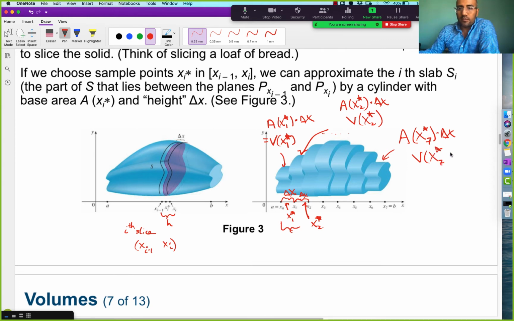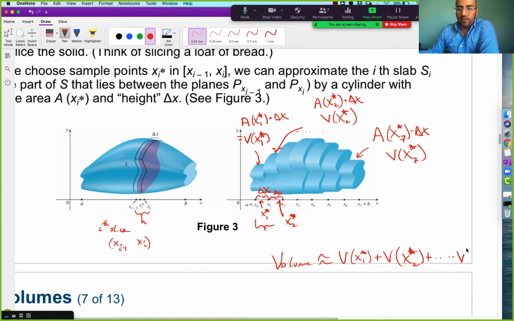Good. So we're going to say that approximately, if we add up all those volumes, we get an approximation to the actual volume we're interested in. The real volume is approximately equal to v of x sub 1 star plus v of x sub 2 star plus dot, dot, dot, and I know that goes out to 7, plus v of x sub 7 star. There's 7 slices that we did.